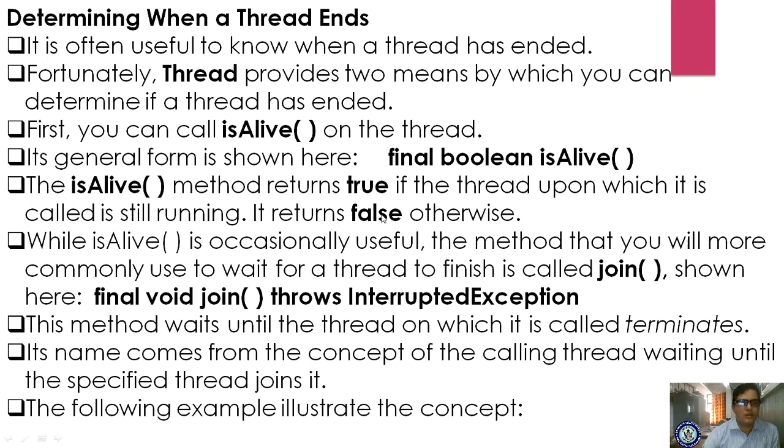While isAlive is occasionally useful, the method you will more commonly use to wait for a thread to finish is called join. The join method is used to identify whether the thread has finished or not. Here final void join throws InterruptedException is the syntax of this join method.